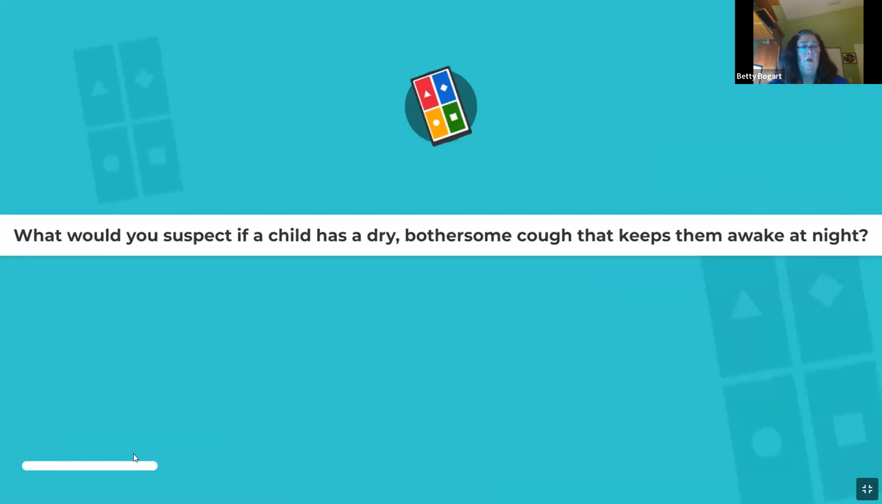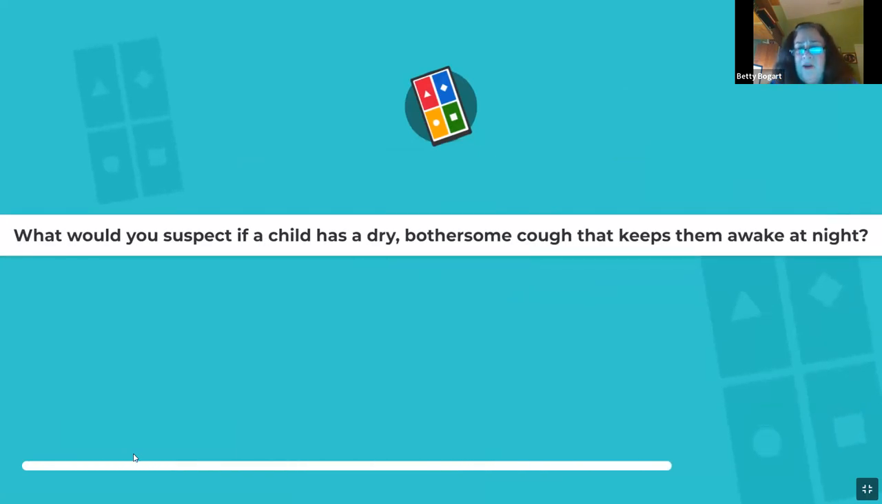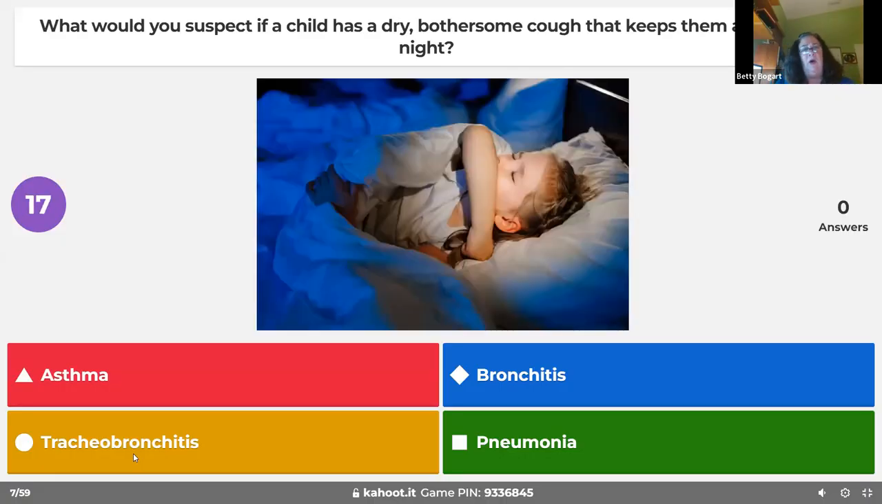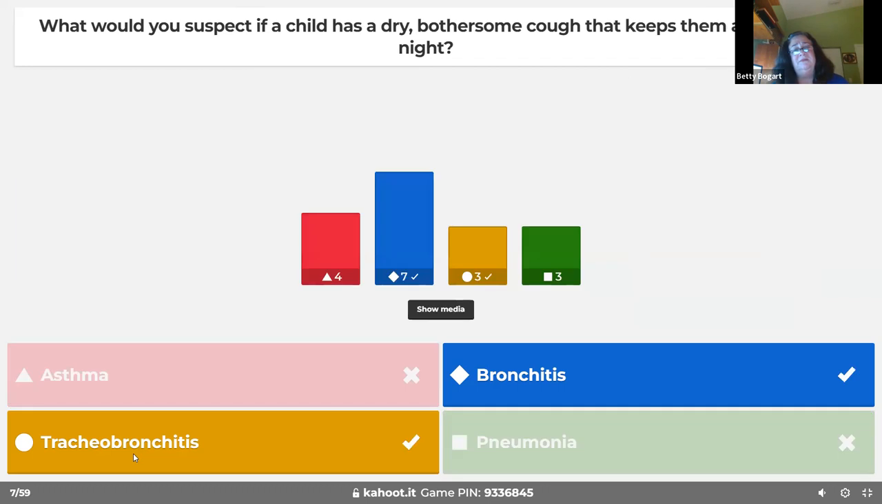A multi-select. What would you suspect if a child has a dry, bothersome cough that keeps them awake at night? The key word is dry here. And then at night, it's dry and it's at night. And this is your bronchitis. This is bronchitis, tracheobronchitis. Asthma is any time of the day or night. It's not specific. And pneumonia, remember, there are secretions that are lodged in the lungs. It is moist. You're trying to expectorate whatever that mucus is. So bronchitis, or the other name of it, tracheobronchitis, is that dry, bothersome cough.